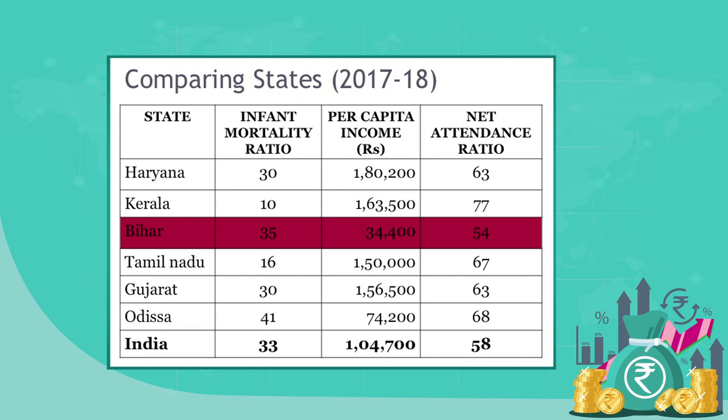But there are some states where all three indicators are very poor. Let us take Bihar. Bihar's per capita income is almost 34,400 rupees. This means one-sixth of the income of Haryana.